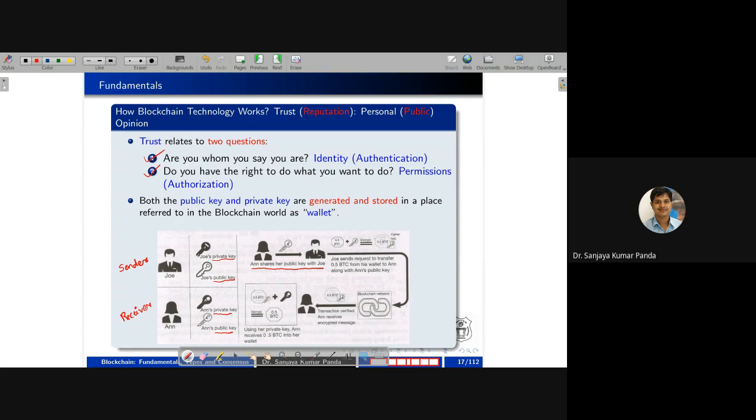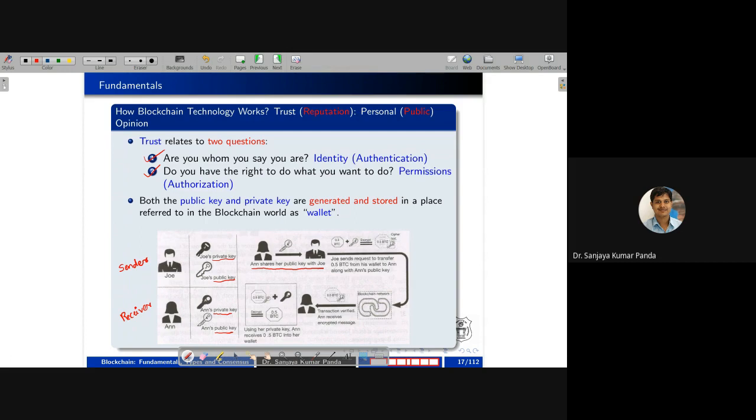You can send me an email by typing my username. You can give the details, you can write the body part of the email. You can specify something, but you need my public key. So you need the public key of the receiver in order to make a particular transaction.